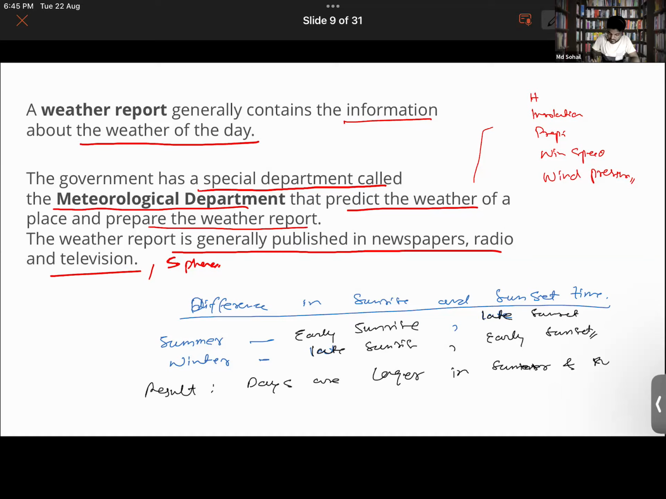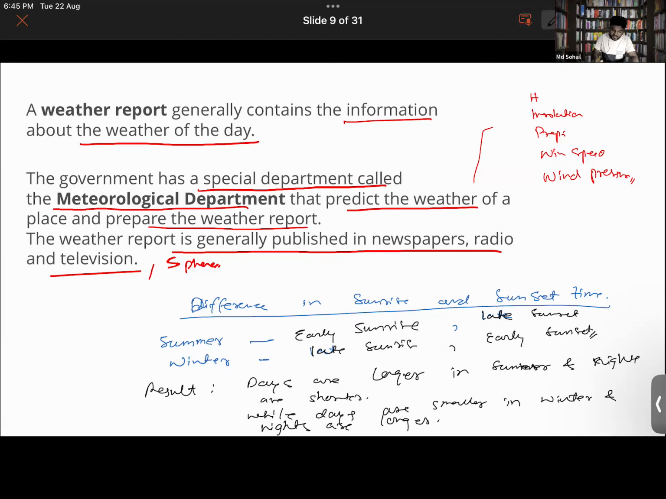So days are longer in summer and nights are shorter, while days are shorter in winter and nights are longer.